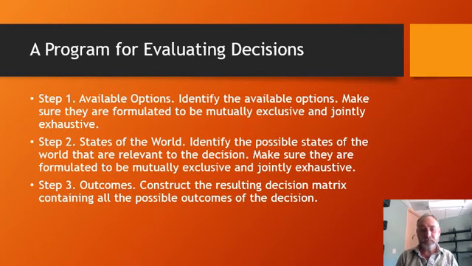Step three, then you want to look at the outcomes. So this program looks very similar to constructing the matrix. Right? So this should be relatively straightforward. So build the decision matrix. It will just be, right, options times states of the world, and that should contain all the possible outcomes, right, of the decision.